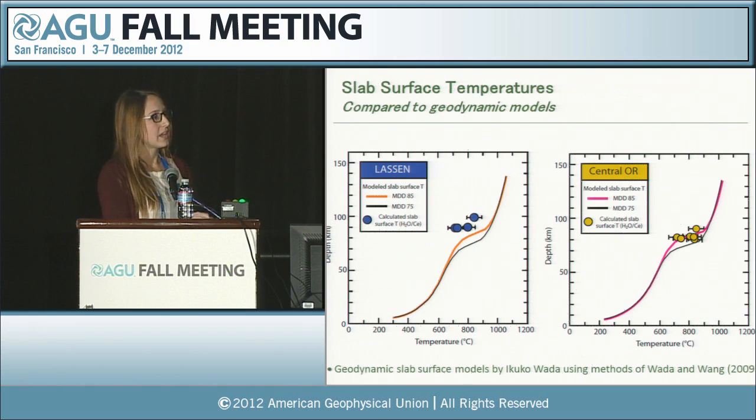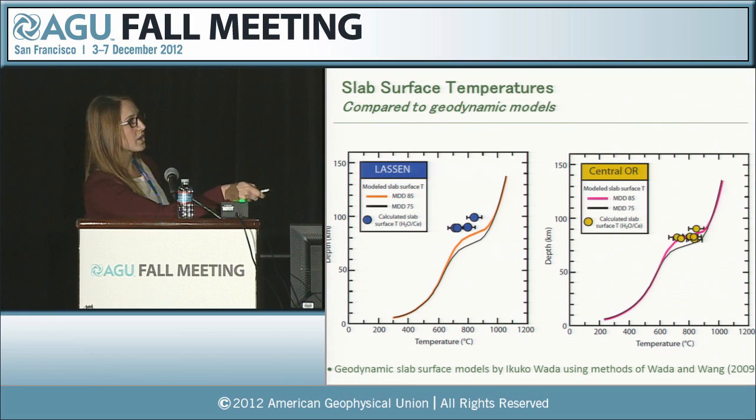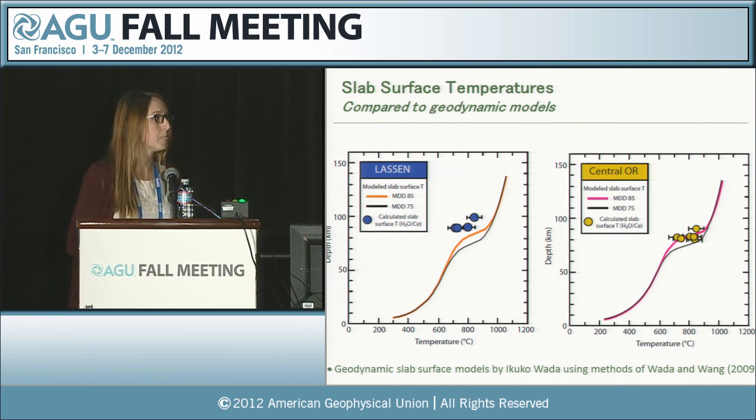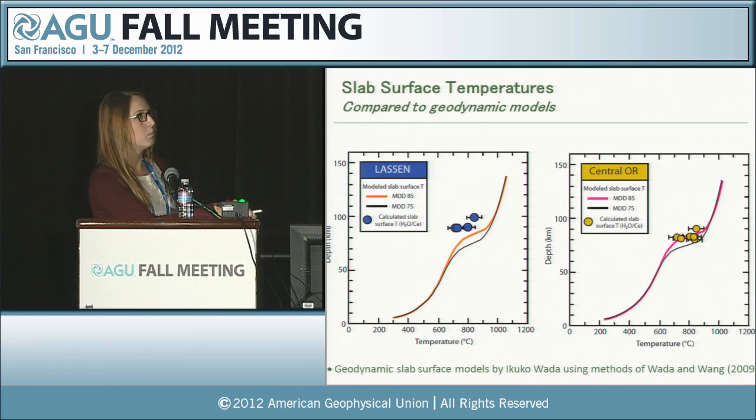Here I now have the calculated slab surface temperatures adjusted for depth. Here we have depth versus temperature in our water cerium slab surface temperatures plotted with modeled slab surface temperatures provided to us by Ikuko Wada. She made these thermal models for each segment of the arc. Here I have the models with a mean depth of decoupling of both 75 and 85.